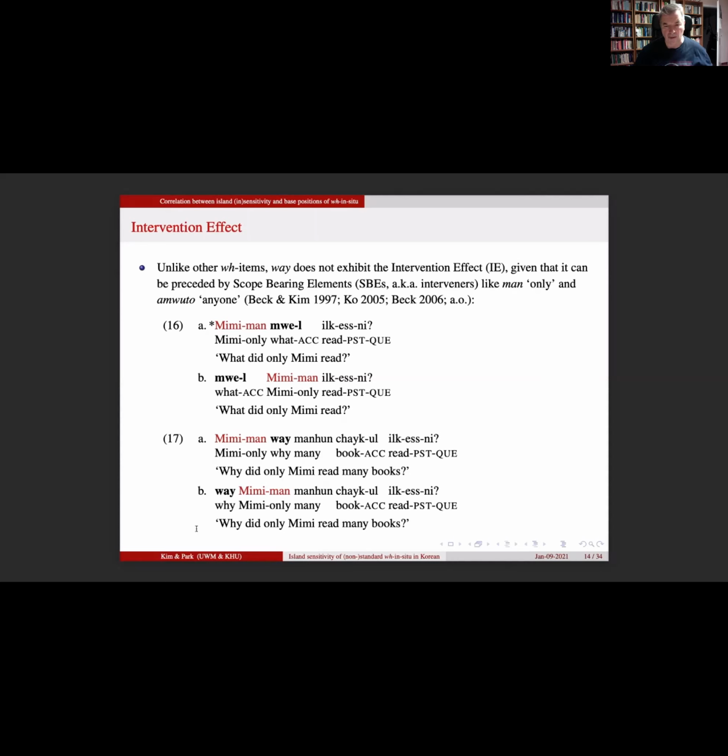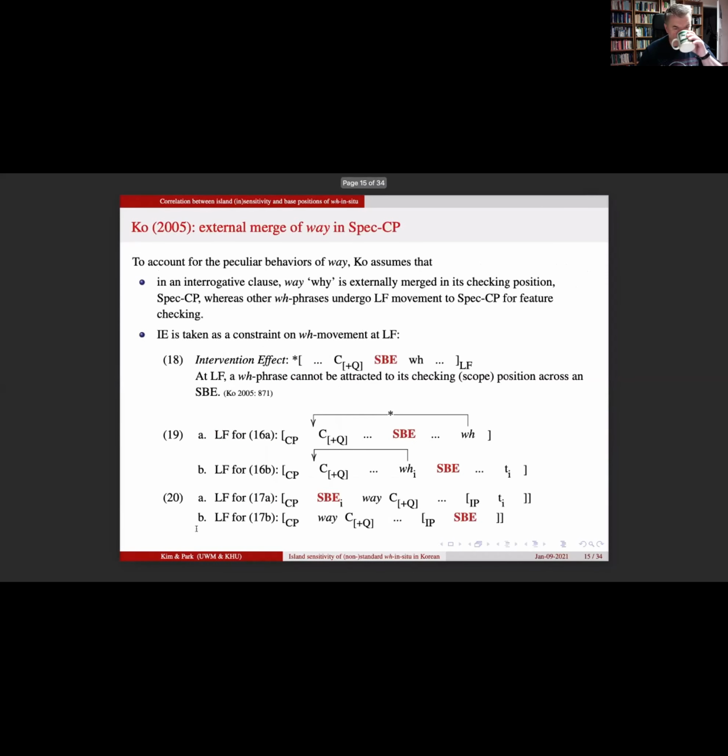However, unlike other WH phrases, the WH adjunct 왜 does not exhibit the intervention effect, in that it can follow or precede a scope-bearing element, as in 17. To account for the peculiar behaviors of 왜 in terms of the intervention effect, Ko assumes that in an interrogative clause, 왜 is base-generated in its checking position, Spec CP, whereas other WH phrases undergo LF movement to Spec CP for feature checking. In particular, she takes the intervention effect as an LF constraint on WH movement, where a WH phrase cannot be attracted to its checking position across a scope-bearing element.